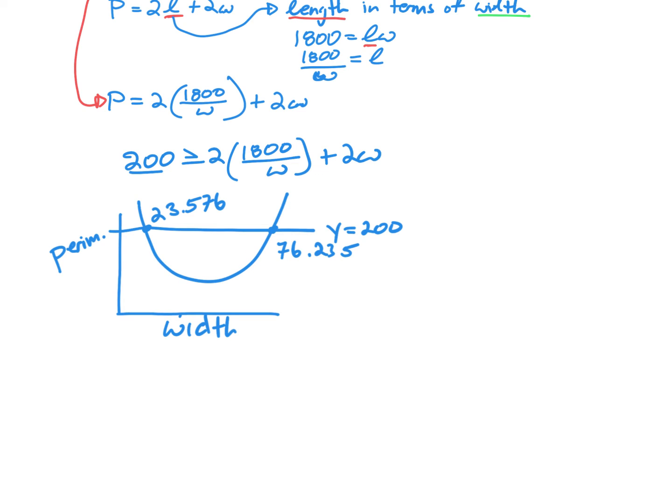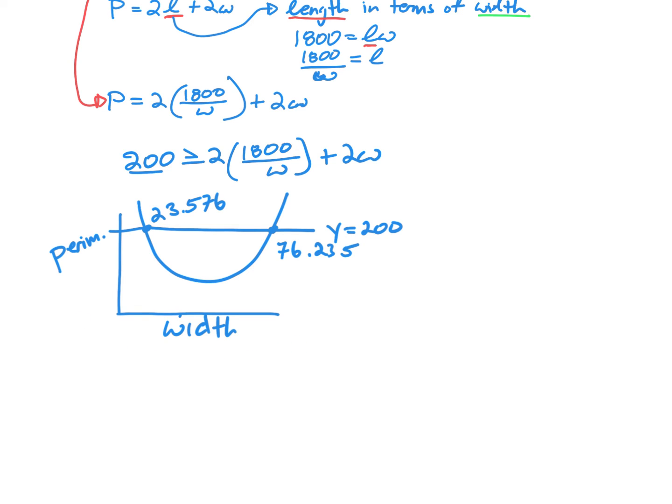Okay, so then in my learn, I would write some sort of sentence explaining how in my graph I saw that it's the values from 23.576 all the way to 76.235 that provide a perimeter that is less than 200. Some ways to ensure that you are proficient at this is to refer back to how you found these values on your graph, why it makes sense.